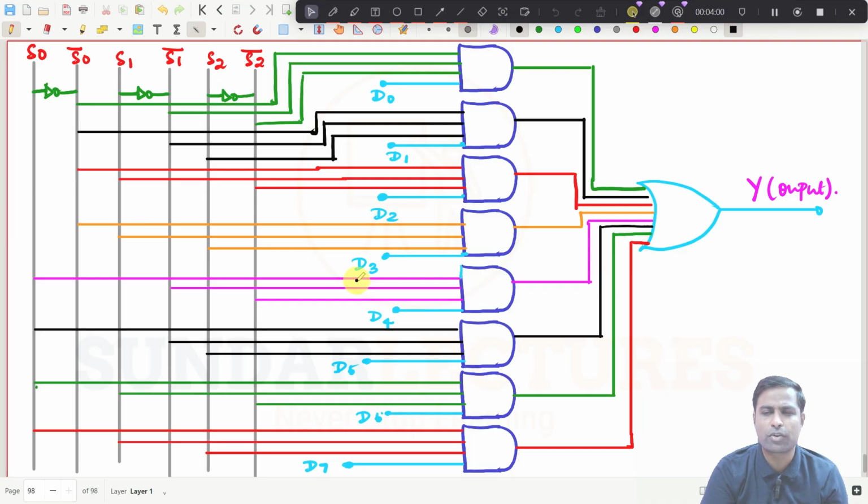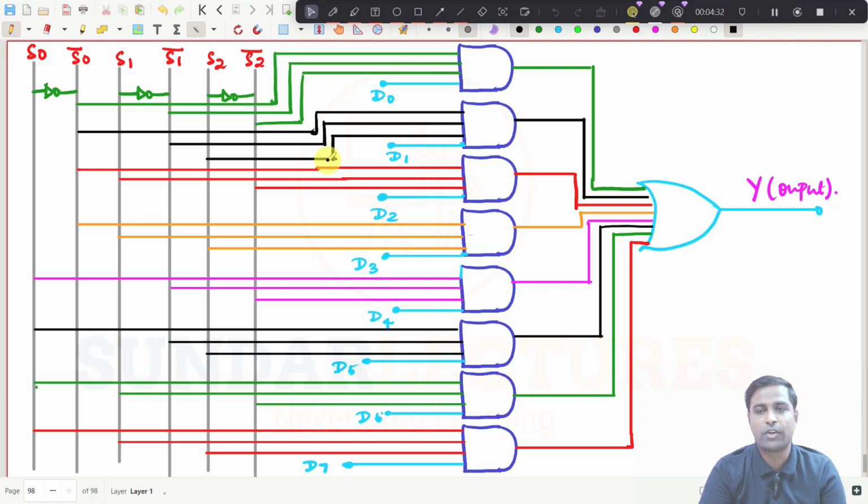For example, if it is a 2 cross 1, then you will have 2 AND gates. If it is 8 cross 1, then you will have 8 AND gates. 16 cross 1, you will have 16 AND gates, and 1 OR gate will be there. So this is the general block diagram or logic diagram inside the multiplexer, right? So you try to draw for other 16 cross 1, 4 cross 1, and whatever it may be, right? So I've just given you the basic idea about the logic diagram inside the multiplexer, right?